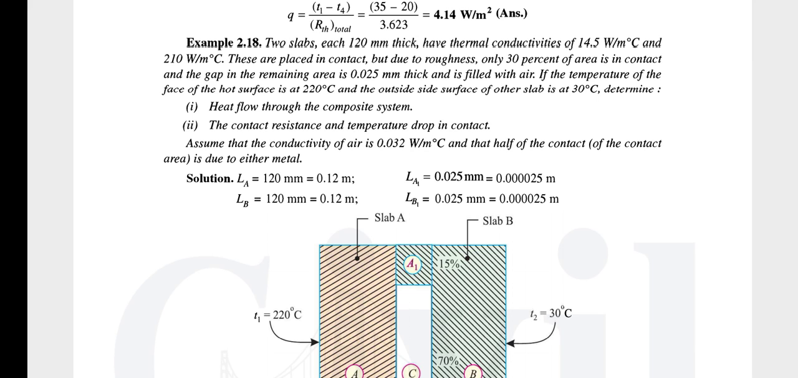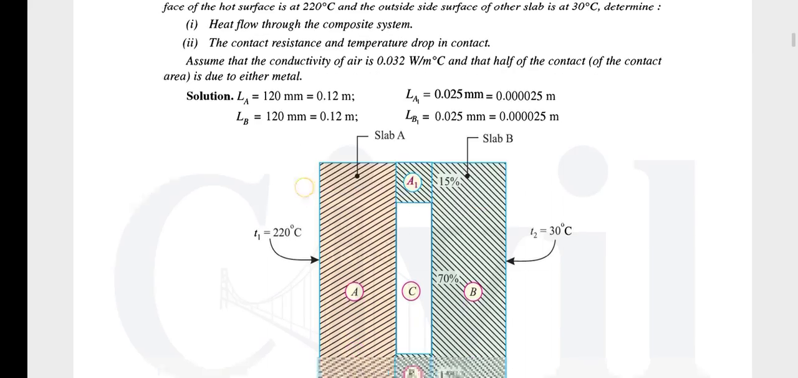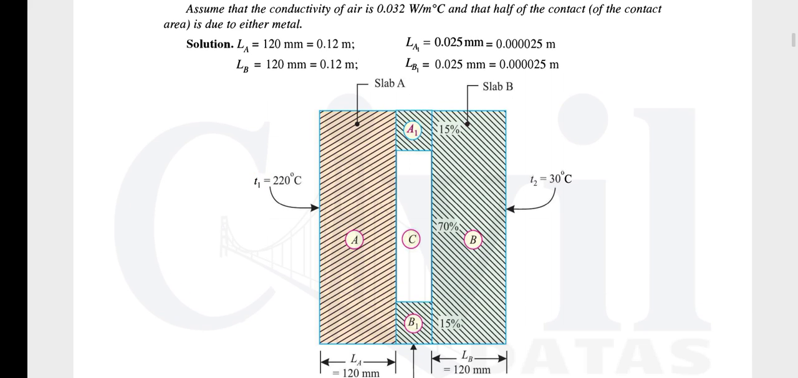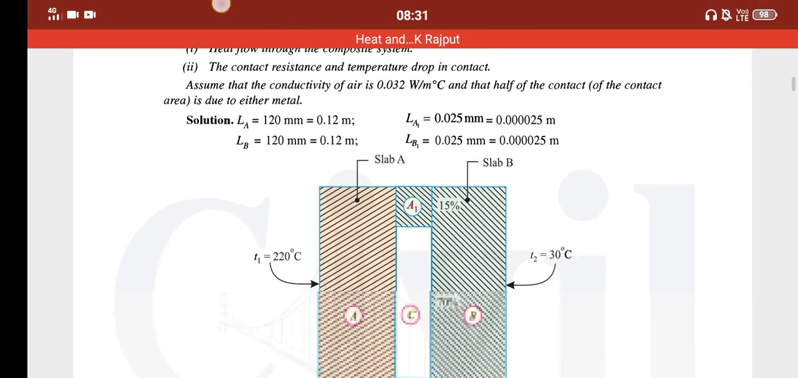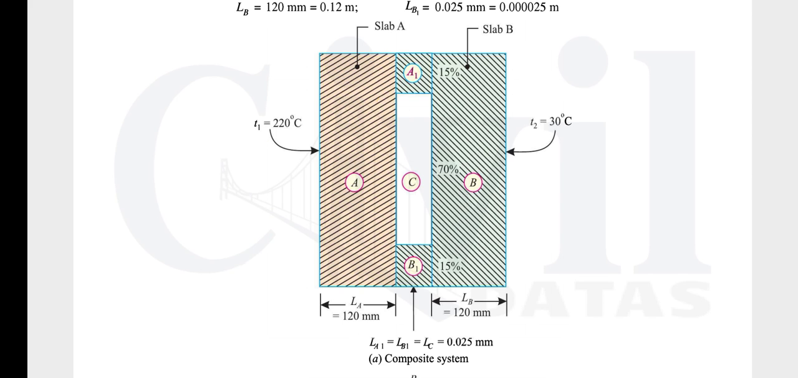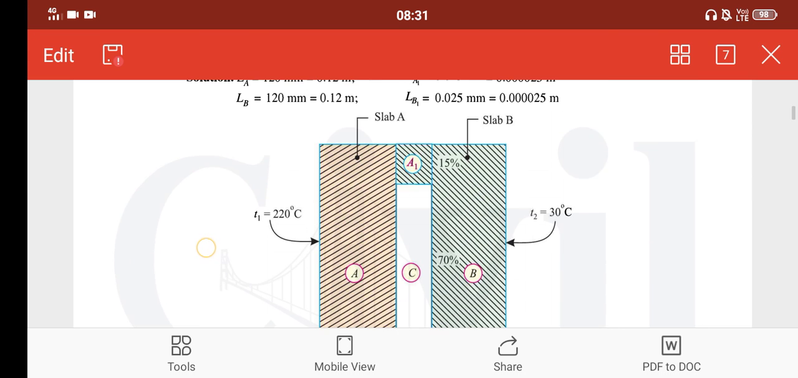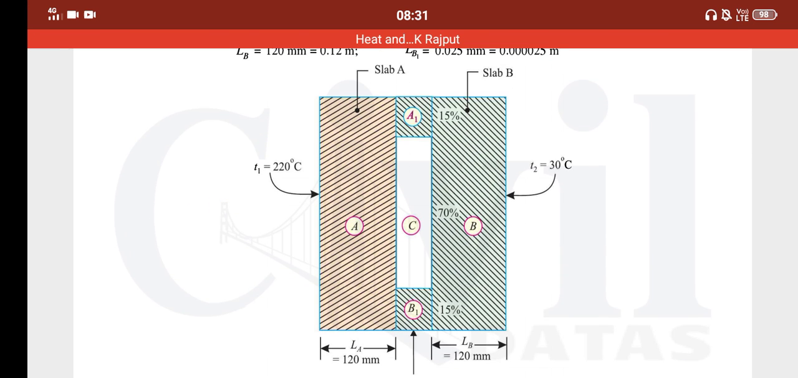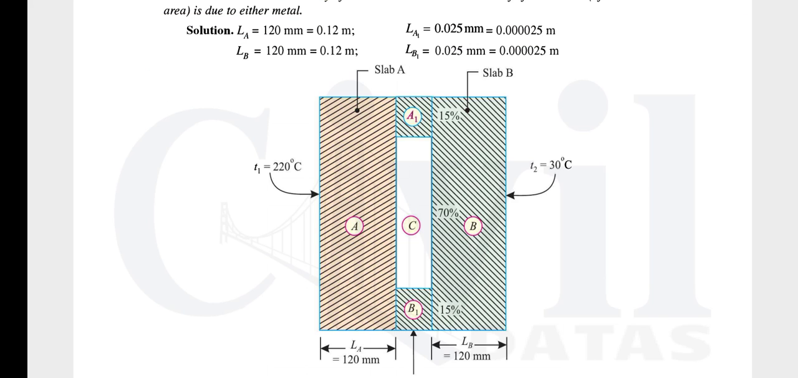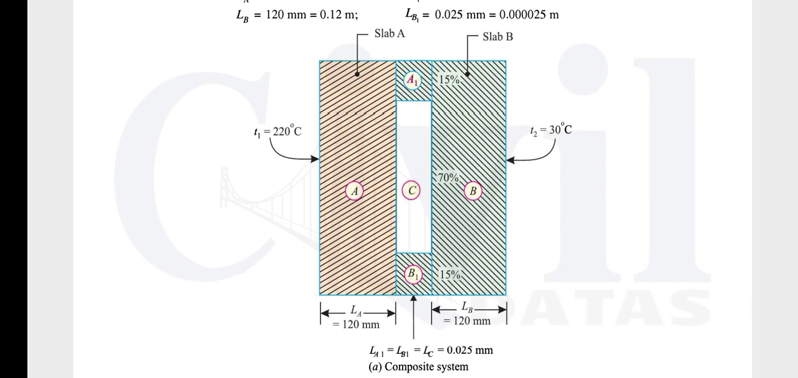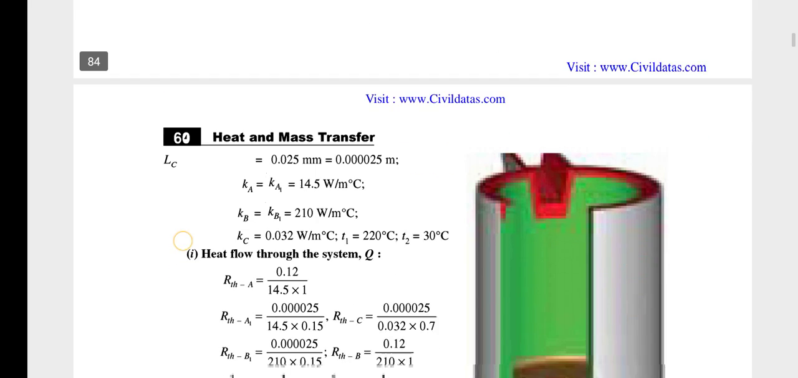What does the question mean? 30% means these two are equal, so 15% each, and the remaining area is 100 minus 30, 70%. So this will be useful for finding out the area, that is 70 by 100, 15 by 100, 15 by 100, and the whole is for area A1 and area B, so it is 100%, that is 0.1, and the length is given, temperatures are given, so you can find.